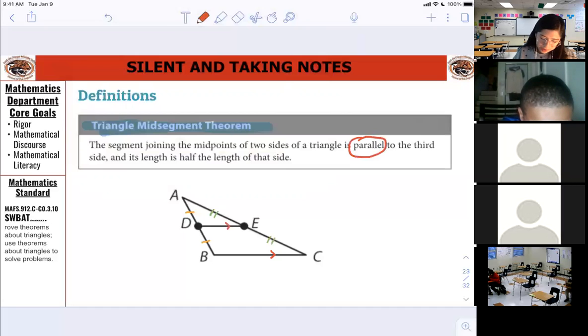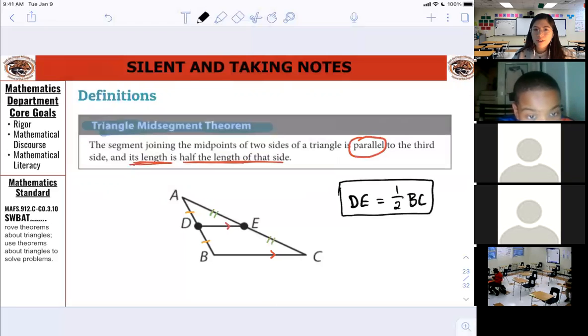And one last thing is that the length of the midsegment is half the length of the third side. So that means that DE is 1/2 of BC. Okay, so those are all of the properties of the midsegment, and we're going to do some problems related to all of that. So do I have any questions right now? All right.